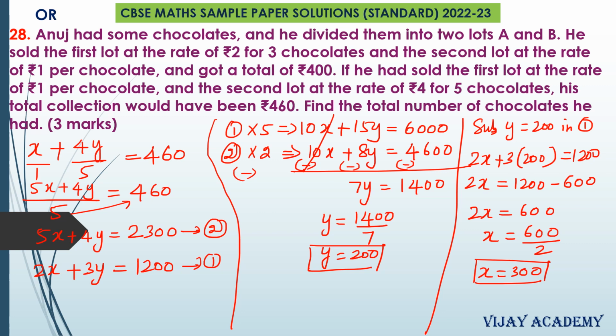So the total number of chocolates equals 300 plus 200, which is 500.